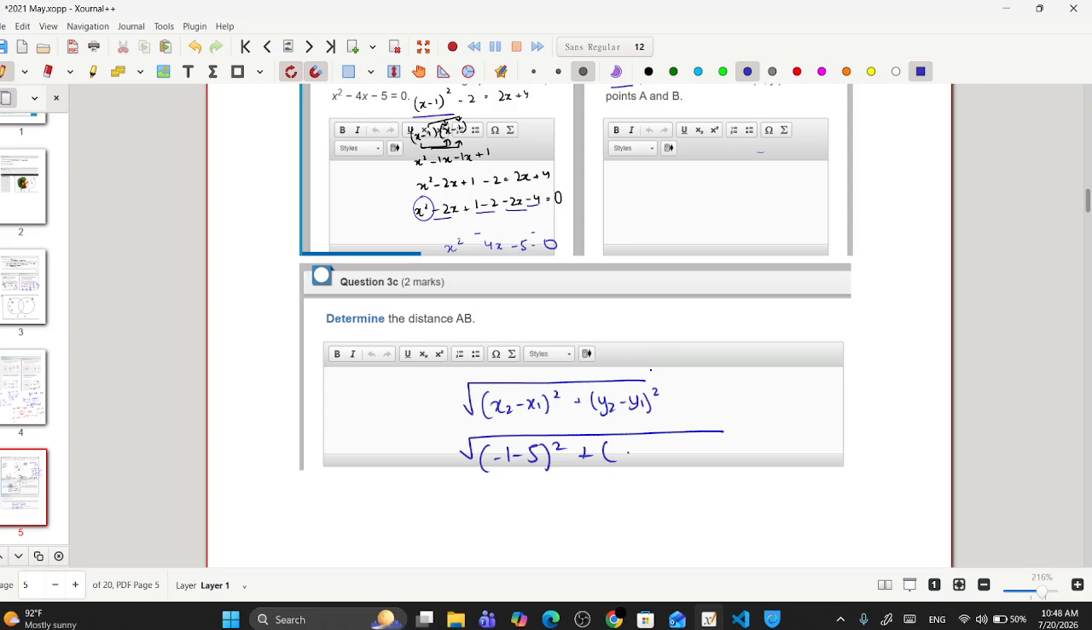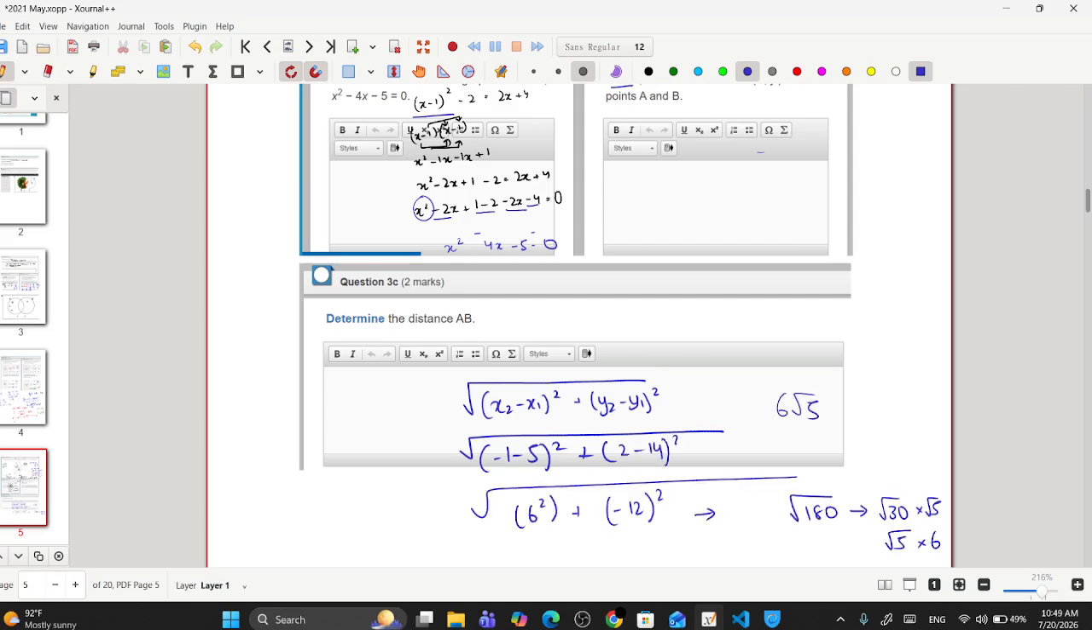This becomes under root of 6 squared plus minus 12 whole squared. So that becomes under root of 180, which is equivalent to under root of 36 multiplied by under root of 5. And under root of 36 can be written as 6. So we get an answer of simply 6 root 5. Alright, let's move on to the next question.